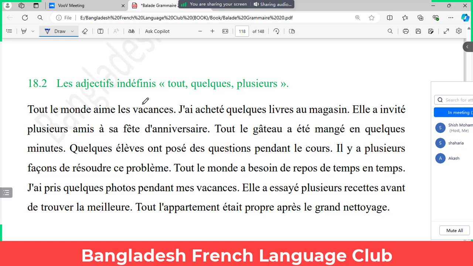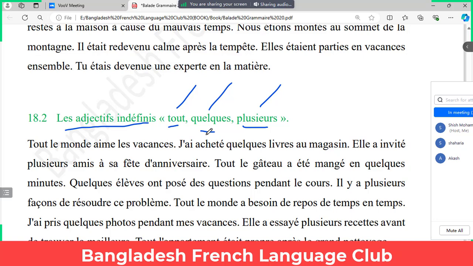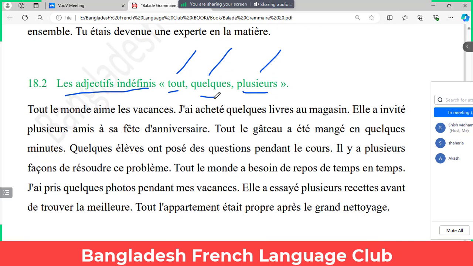Okay, then we know this. Les adjectifs indéfinis. I mean, indefinite adjectives like tout, quelque, plusieurs. Plusieurs means several. Quelque means some. Tout means all. So actually, they refer to something indefinite, not a definite quantity. So we know the uses in English. In French it is the same.